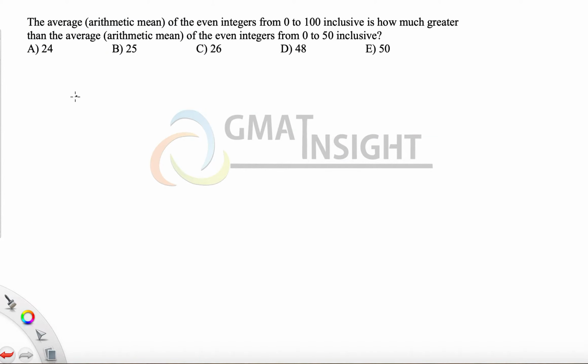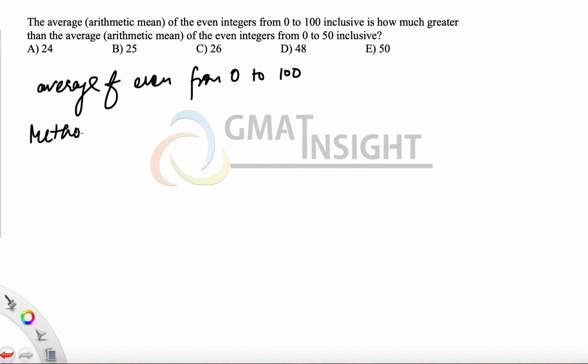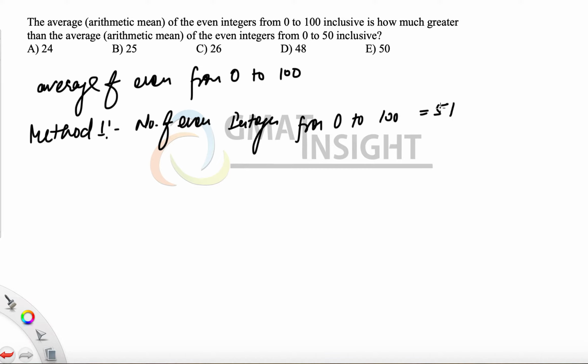So, while we had two choices here to find out the average of even integers from 0 to 100, now there are two methods. I just quickly want to discuss the method of the observation that I have discussed. Method 1 is that we find out the number of even integers from 0 to 100, which will be equal to 51.